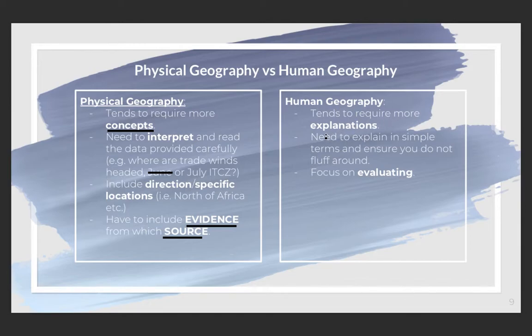As for human geography, it's slightly different. In fact, it's actually easier. It requires more explanation. Human geography requires you to really make sense of what's going on, and then just explain. You need to explain in simple terms. Do not fluff around, because examiners do not actually like that. If you want to quote unquote smoke, you can go ahead and do it, but just do not fluff too much until you're really just beating around the bush.